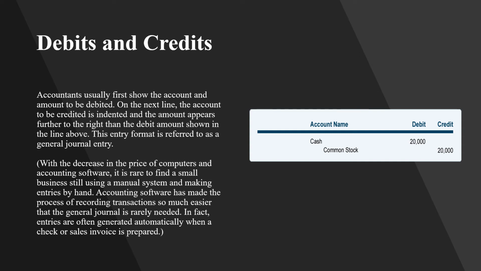With the decrease in the price of computers and accounting software, it is rare to find a small business still using a manual system and making entries by hand. Accounting software has made the process of recording transactions so much easier that the general journal is rarely needed. In fact, entries are often generated automatically when a check or sales invoice is prepared.